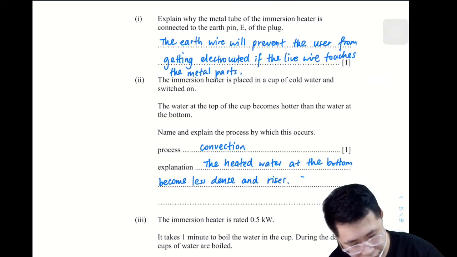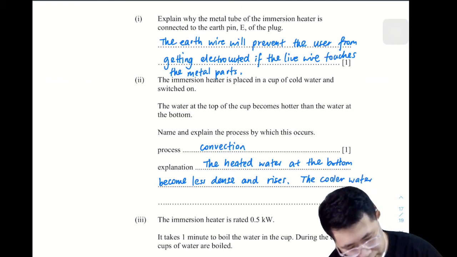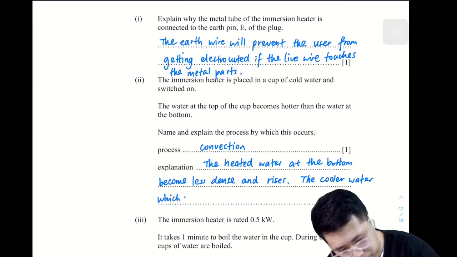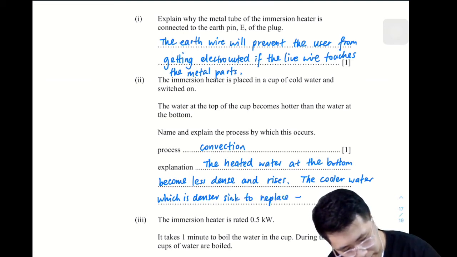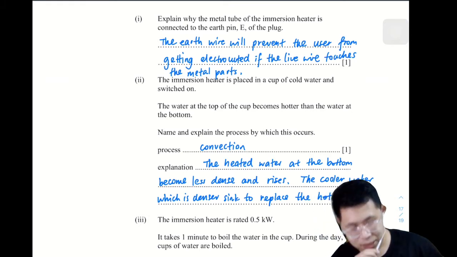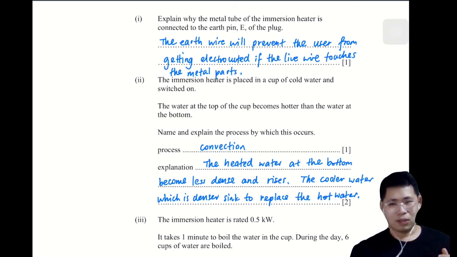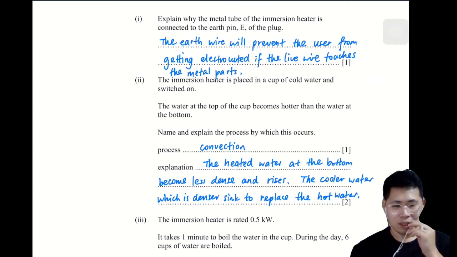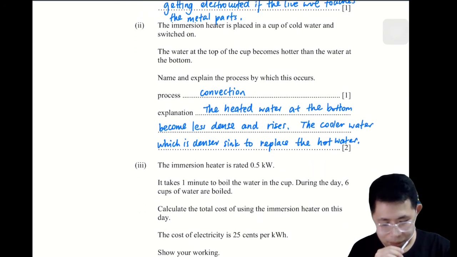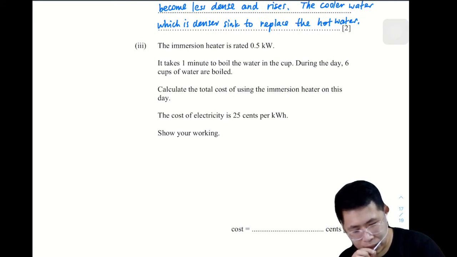Then the second story is the cooler part of the water, which is denser. Because it is denser, it will sink to replace the hot water. So this process repeats and a convection current is formed. But for this case we don't need this, we just need to explain why the hot water goes up and cold water goes down.